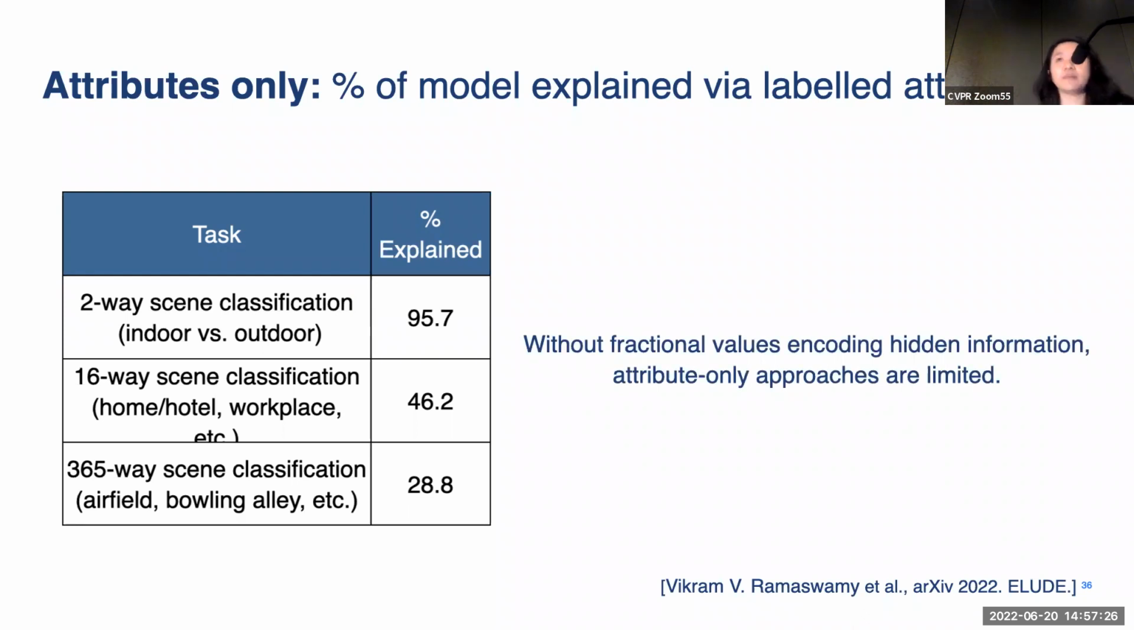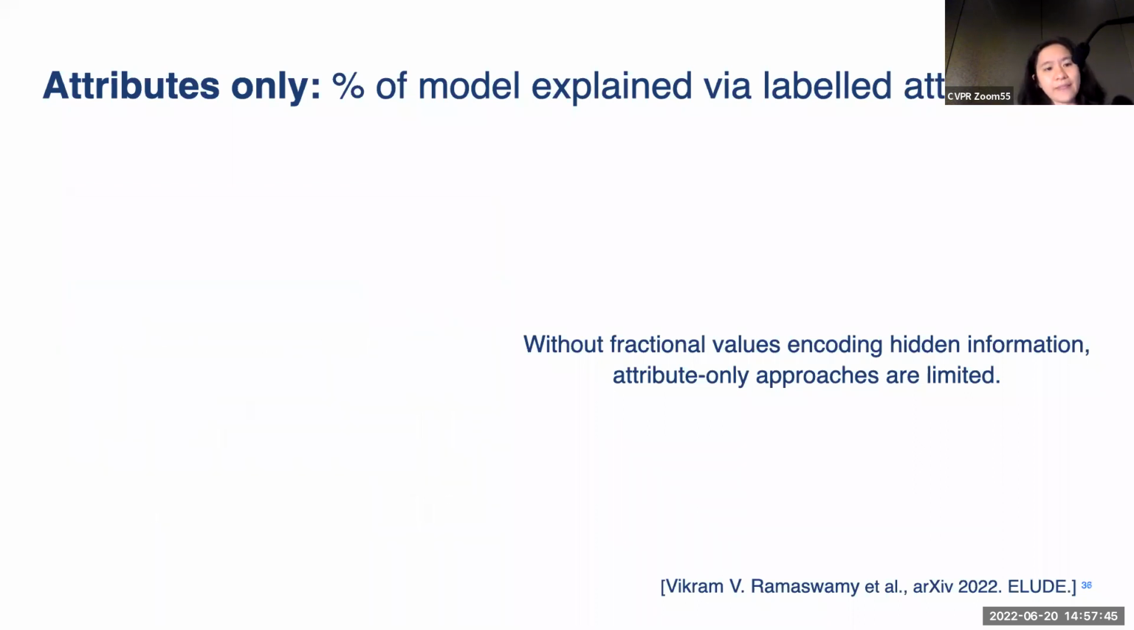What this highlights is a problem with using fractional values instead of binary attributes. So I would argue that some previous works that only use attributes didn't really realize that as the task complexity increased, our attributes become quite limited in their ability to explain a classic CNN model.